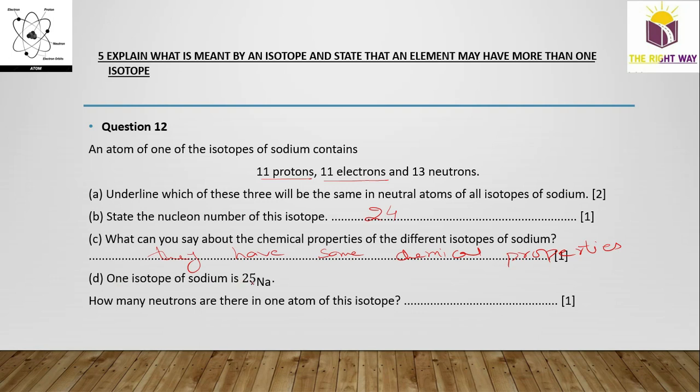One isotope of sodium is 25 Na. 25 is written above, so it is your mass number. How many neutrons are there in one atom of this isotope? Now 25 is your mass number. You have to find the neutrons. Neutrons are A minus Z. And from where do we get the Z? We know that every isotope of sodium has the same number of protons, so it also has 11 protons. So 25 minus 11 is 14. So it must have 14 neutrons.